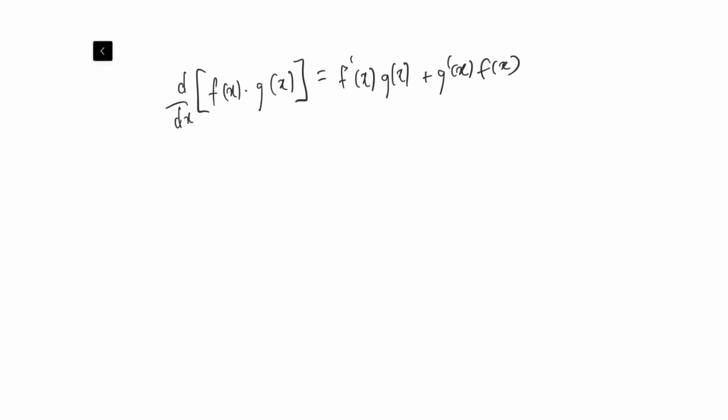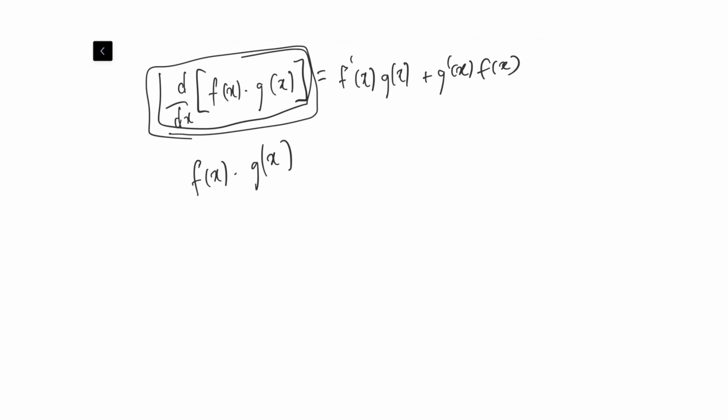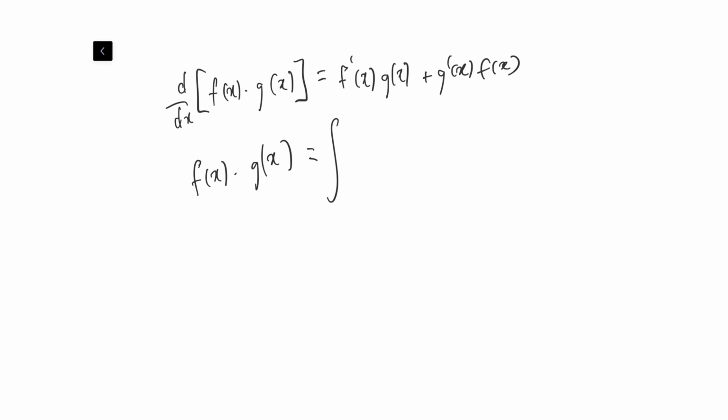Now, let's say we want to take the integral on both sides, or the antiderivative. The antiderivative of this, or the integral of this, would just be f of x times g of x. Why? Well, because this expression represents the derivative. And so if we take the antiderivative, we return to the original function that we were differentiating originally. If we take the integral on this side, we get the integral of f prime of x g of x plus the integral of g prime of x f of x.